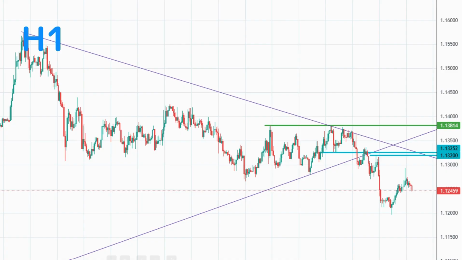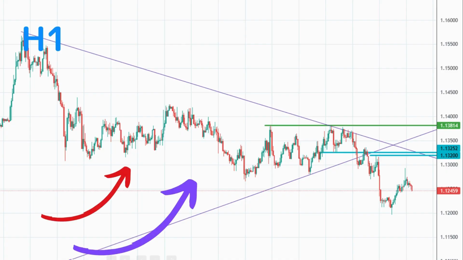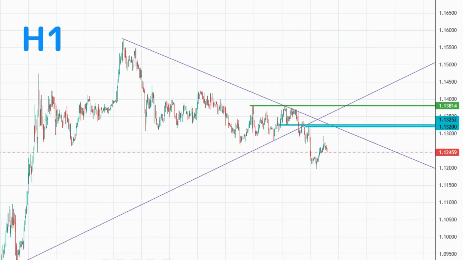To summarize, the weekly and daily charts are still in an uptrend. The 4-hour and 1-hour charts are now in a downtrend. So we're looking at a multi-time frame situation where a short-term correction is unfolding within a longer-term uptrend. Let's talk about the scenarios ahead.